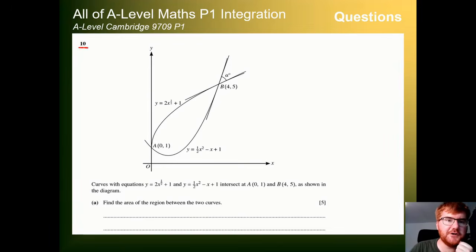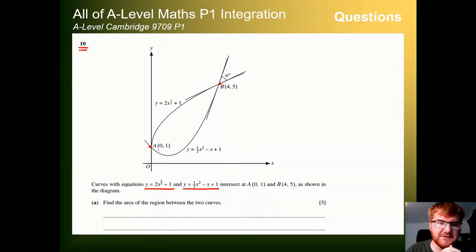So we've got another question 10 here on integration. We've got 2 curves, with these particular equations down the bottom, and we're told, which is very helpful, that they intersect at 0, 1 and 4, 5. We have to find the area of the region between the 2 curves. Now we've seen lots of questions like this, and this is why you need to practice them.